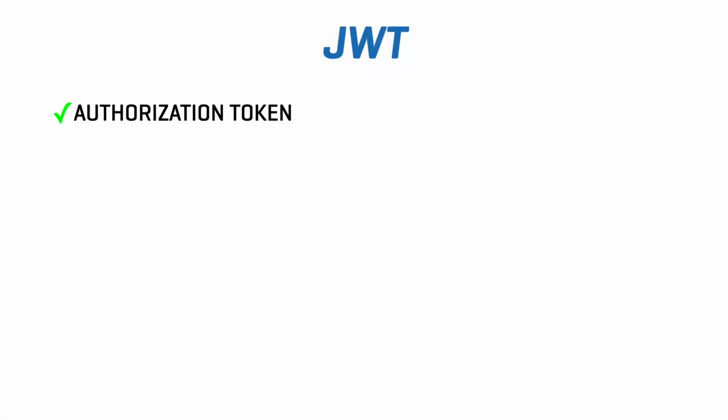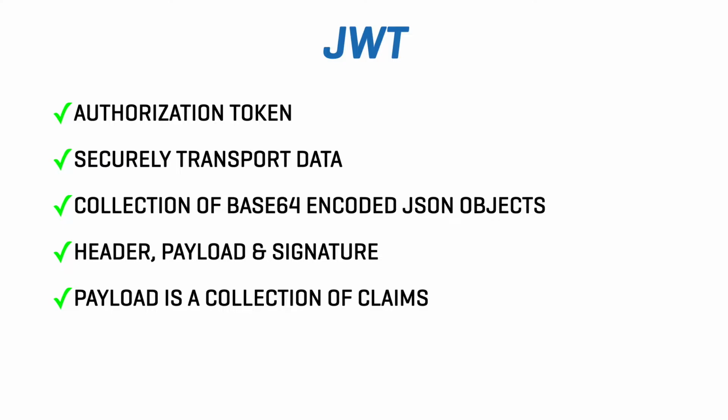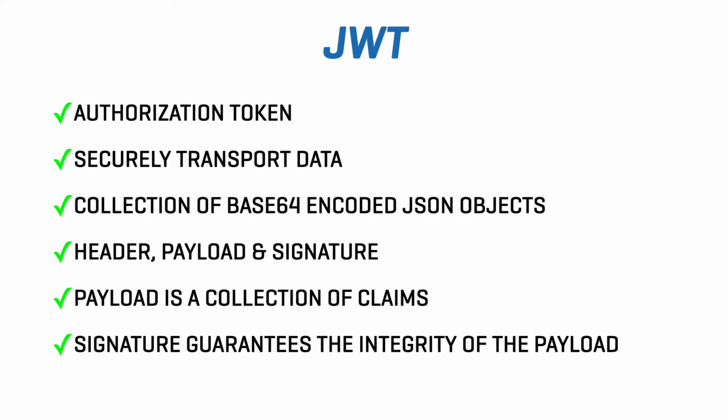In this week's episode, we'll take it to the next level and we'll issue tokens ourselves in Varnish, which will turn Varnish into a full-blown authentication gateway. But I would recommend that you watch last week's episode and check out the basics, because that will help you understand what's going on. If you haven't, and if you have no intention to do so, let me give you a brief summary. JSON Web Tokens are authorization tokens that allow you to securely transport data between two parties. In fact, it's a collection of base64 encoded JSON objects where these objects represent the header, the payload, and the cryptographic signature. The payload is a collection of claims, and the signature guarantees the integrity of the payload.